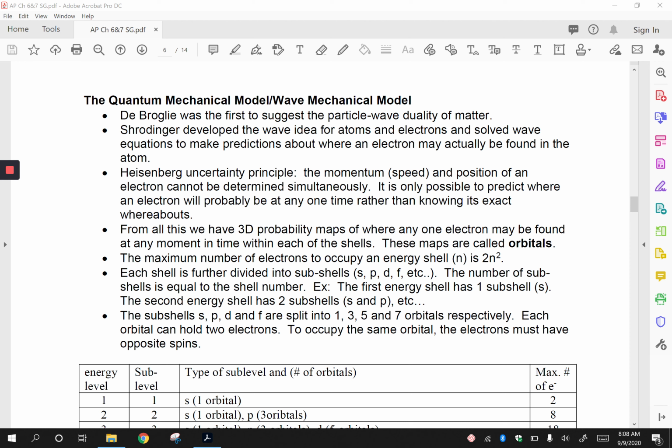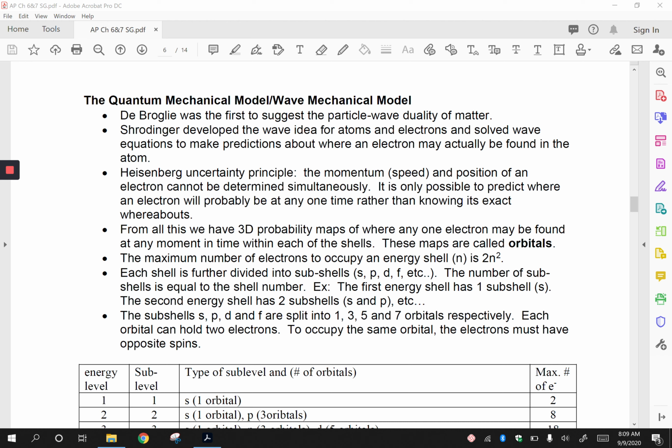Heisenberg came up with his uncertainty principle, which says that the more we know about the speed or the momentum, the less we know about the position of that electron. So we can't know both at the same time. The more we know about this one, the less we know about the position. The more we know about the position, the less we know about the speed or the momentum. So it's only possible to predict where an electron will probably be at any given time rather than knowing its exact whereabouts.